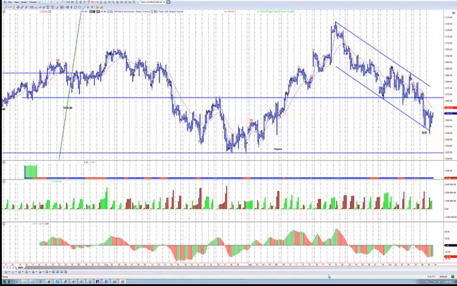Was inspired to look into it because Linda Raschke talked about it in her webinar, and she found it very useful. So I thought, well, why don't I take a look at it? I can apply it to other markets too, not just the S&Ps. And it works. It's actually very useful.